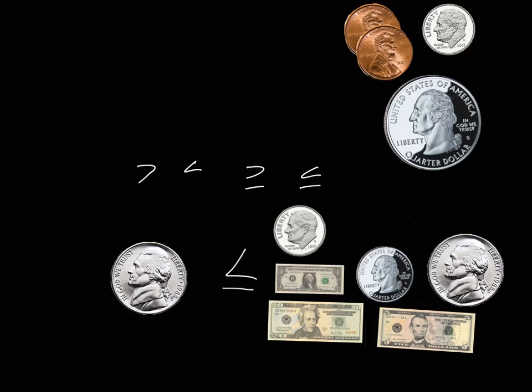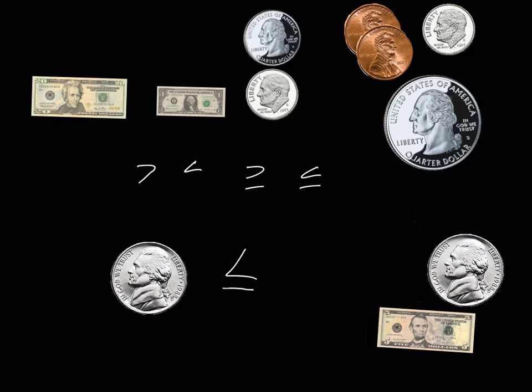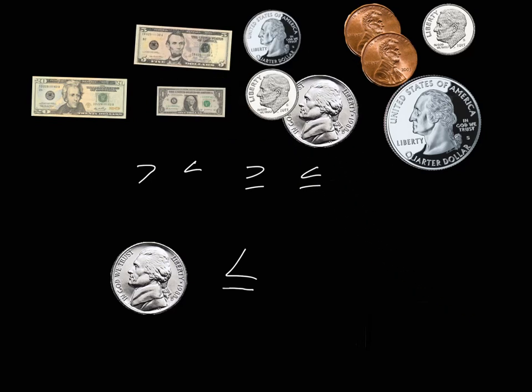What we obviously can't include is the penny. If we try to include the penny, then our statement would be false. The nickel is not less than or equal to the penny because the penny is less.